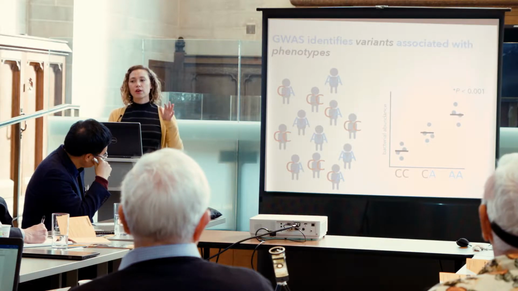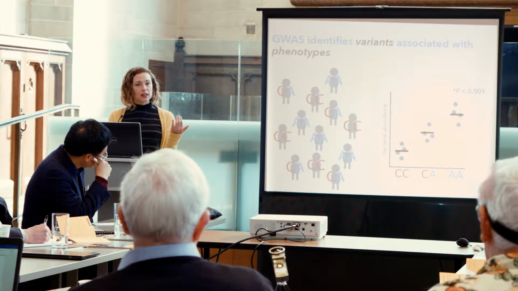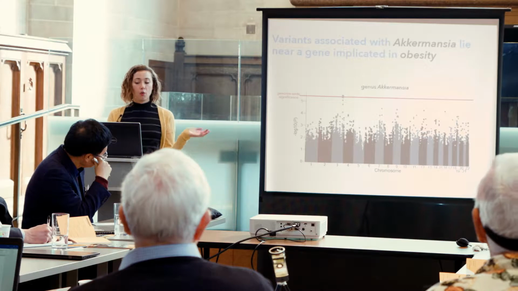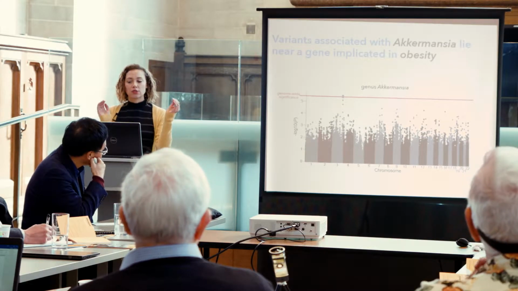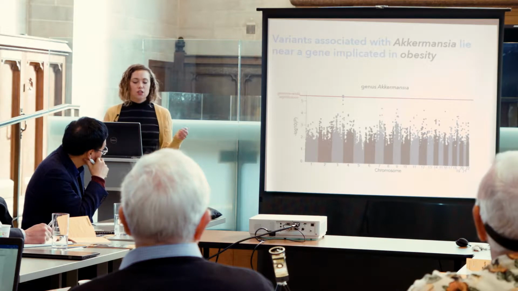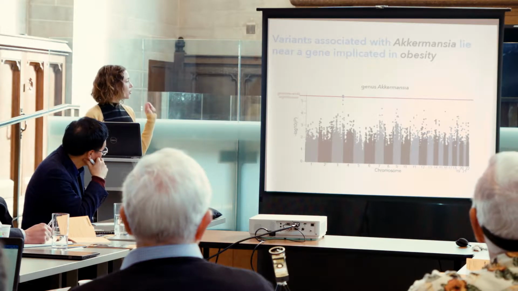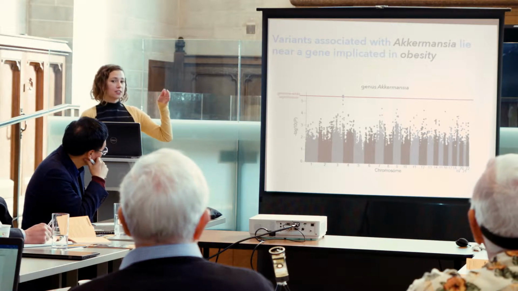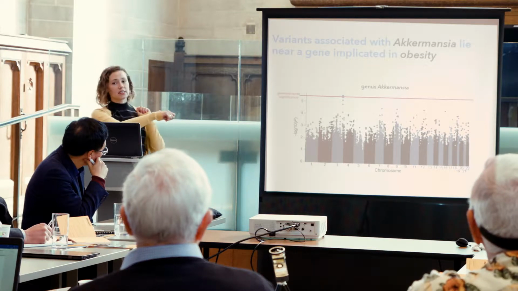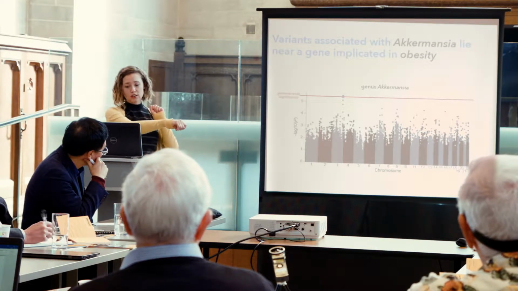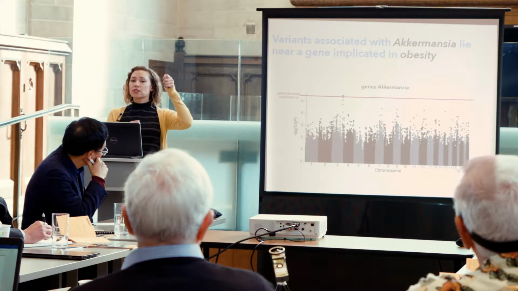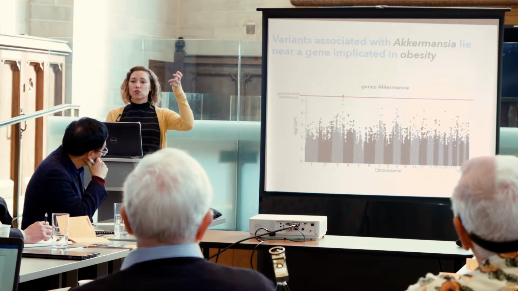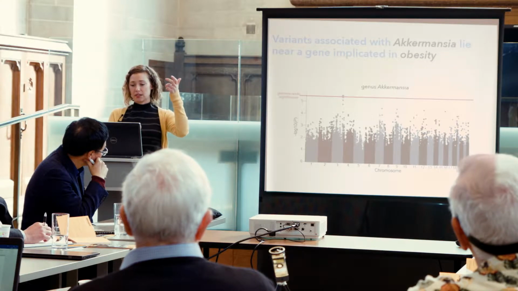And we come up with a number of hits that are genome-wide significant, but I thought I would highlight just one here for you guys today. So here, this is the entire genome-wide results for genus Akkermansia. What I'm showing you is a Manhattan plot. Each point on this plot is a different variant in the human genome. They're ordered along the x-axis by chromosome location, and the y-axis is the strength of the association. So the higher the point is on this plot, the more significantly it's associated with the abundance of genus Akkermansia.